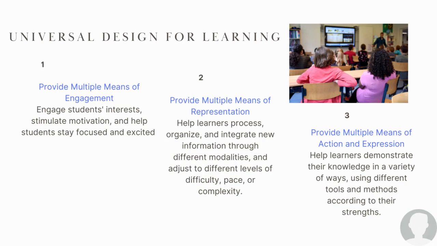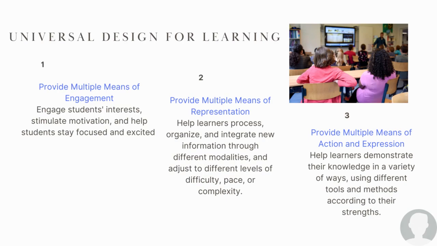And the next stage is multiple means of representation. It involves providing options for students to access information in various ways, at different levels of difficulty. This can include using various formats like text, images, or video, and providing different levels of support. For example, using visual aids like diagrams or infographics can help learners process complex information, or providing captions or transcripts for videos and audio recordings to support learners with different language skills.